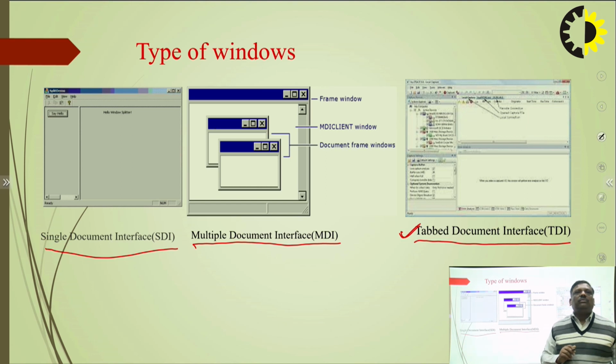TDI, you see when you work in any browser, a number of tabs open in your window. So when we click on the new tab, a new window appears. So this manner is known as tabbed document interface, TDI. Here you can see a number of tabs present on our screen. So we click on this tab, a new window appears. We click on this tab, a new window appears. So these are the three types of windows: SDI, MDI, and TDI.